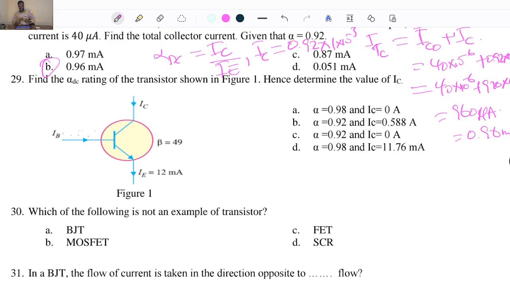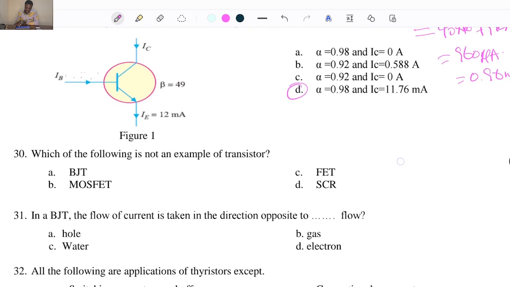Moving forward to question 29. Find the alpha DC rating of the transistor shown in figure 1. Hence, determine the value of what? The collector current. Okay. So we have to find IC. So this one is a repeated past question, so I'm not going to solve this one. When you go and look at the lesson I solved earlier, the answer here will be D.